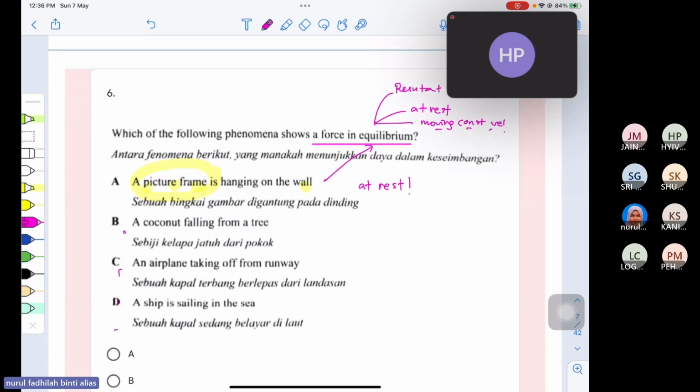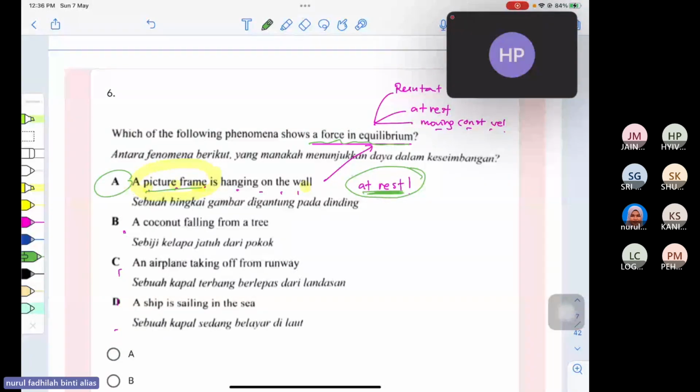Jadi sekarang kita tengok. Bayangkan number A. A dia kata a picture frame is hanging on the wall. You dekat rumah ada tak gambar-gambar yang tergantung di dinding? Ada kan? Ada tak gambar tu bila you dah gantung dia berayun siang malam pagi petang? Dah macam cerita hantu lah pula kan? Tak ada kan? Bila kita dah gantung, dia gantung je lah diam-diam. Betul tak? Betul. Kita kata the picture frame is at rest. Kalau the picture frame is at rest, so itu adalah condition in equilibrium. So number 6 jawapan dia terus you tahu, tak payah tengok yang lain.